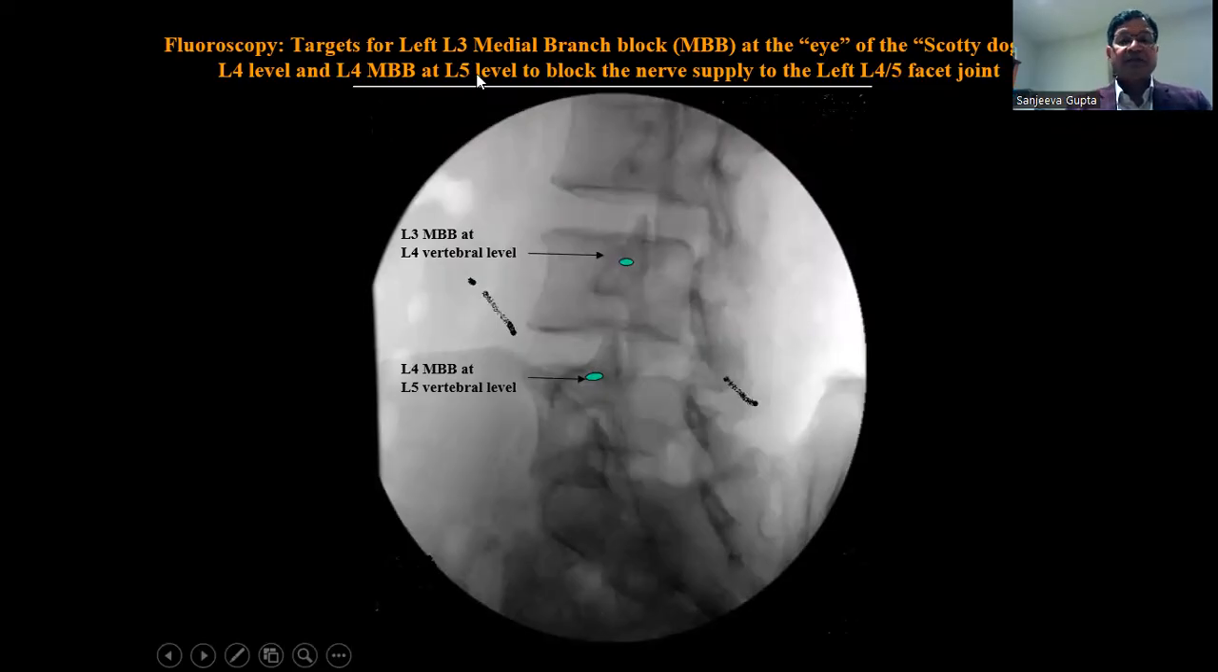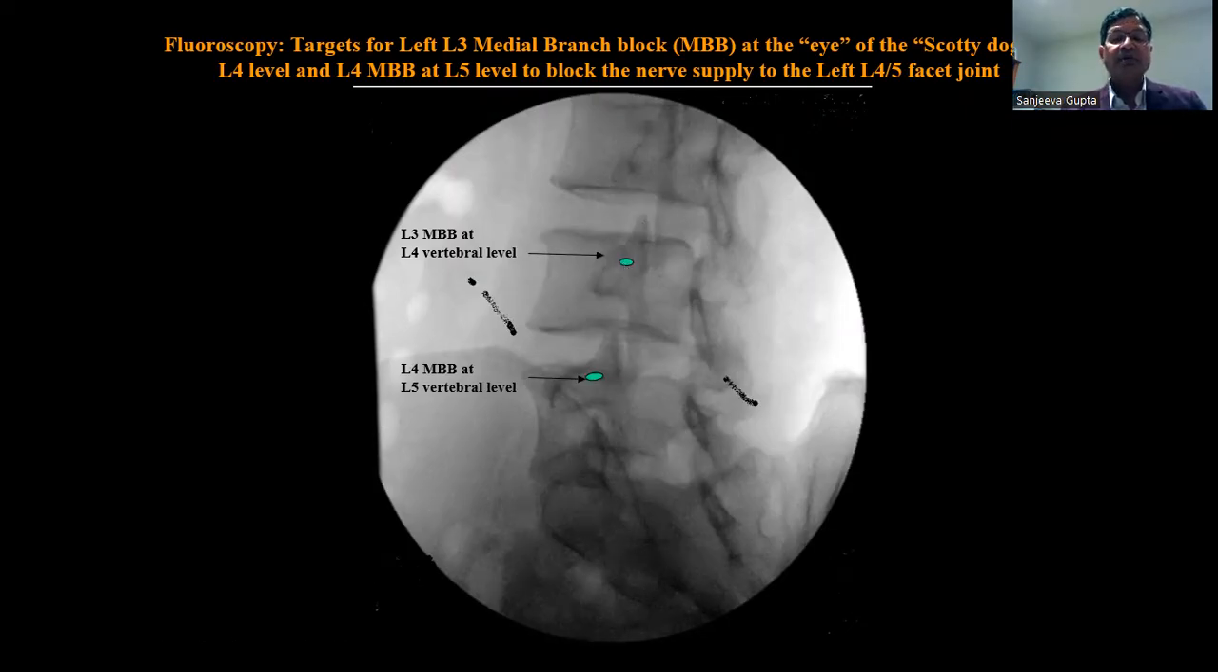Now, targets. This image shows targets for L3 medial branch block at the eye of the Scotty dog at L4 level, and L4 medial branch block at L5 level. So identify the structures again. That's the vertebral body. The vertebral end plate has been squared here as well. And that is a superior articular process, facet joint. The transverse process can be barely seen here. So the target point is here.